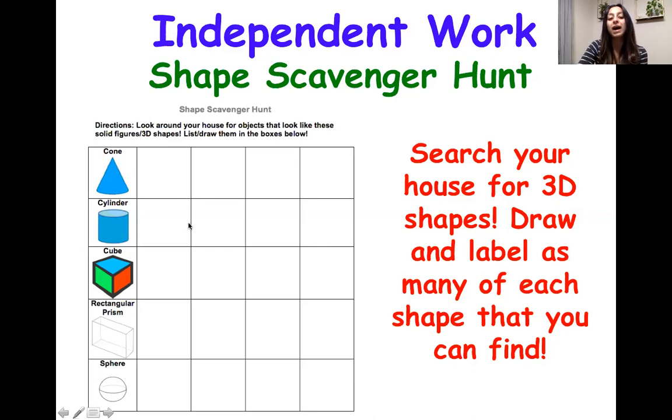So if you find a soup can and a soda bottle and a glue, you're going to draw a soup can, a soda bottle, and a glue in these boxes next to cylinder, because those are all cylinders. Make sure to label. So underneath Campbell soup, write soup can. Underneath soda bottle, write soda bottle. Underneath the glue, write glue stick, so I know what your objects are.